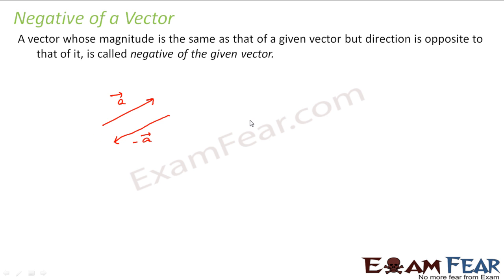Just rotate that particular vector by 180 degrees. The new vector which you get, the dotted line, will be the negative of the vector. This is vector A, this is minus A. Correct?